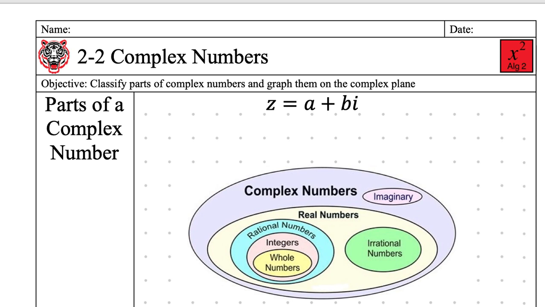All right, so we are back in Algebra 2. Today's date is Tuesday, September 24th, 9/24/19. We are talking about complex numbers.